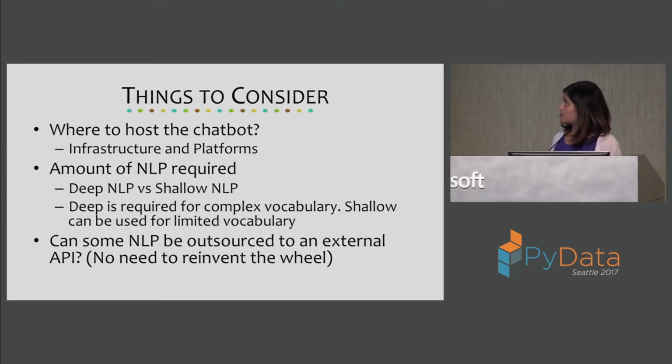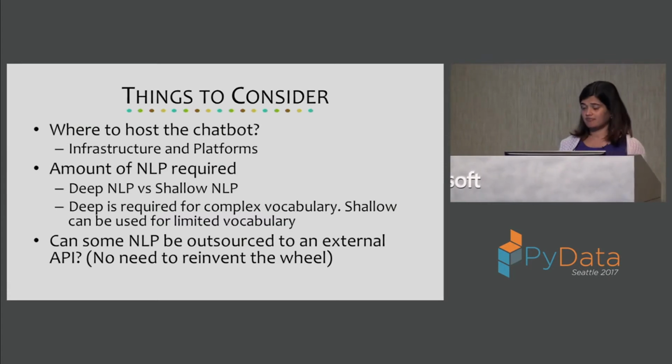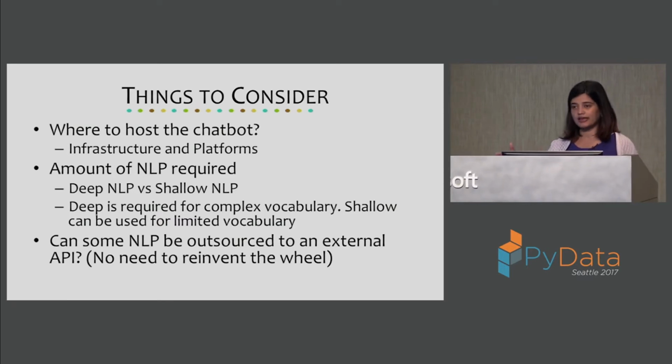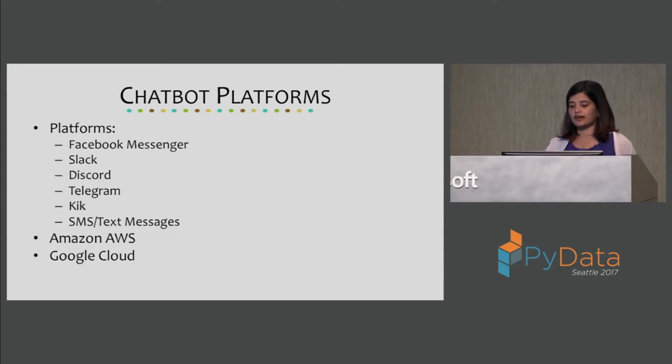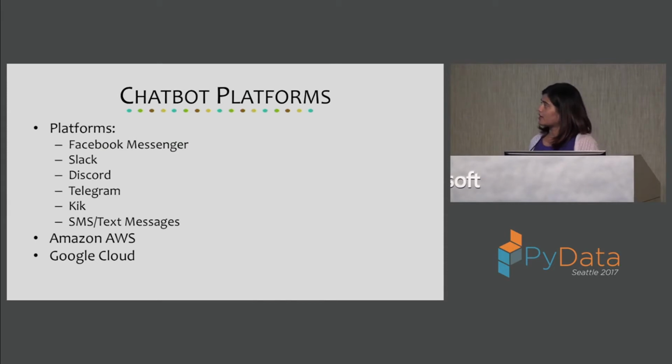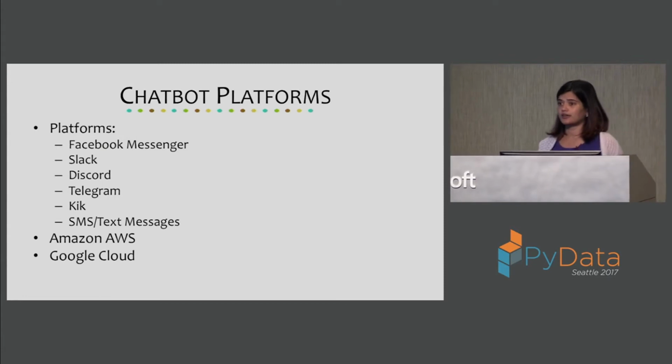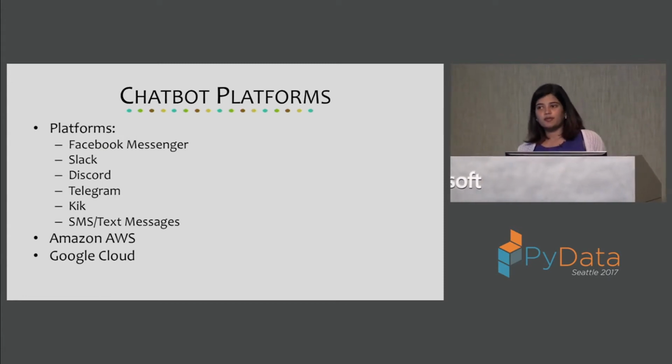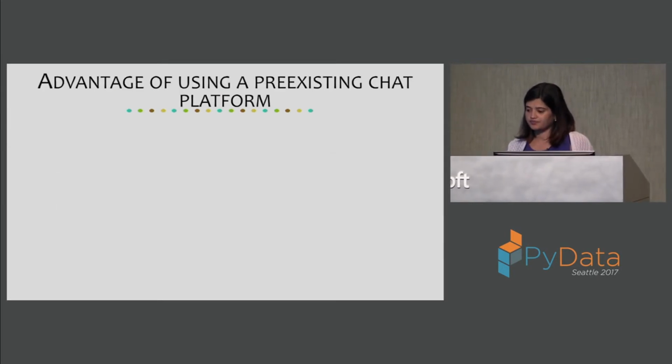Can some NLP be outsourced to an external API? There are a lot of APIs out there, which I'll get into in a second, which can handle a lot of these more complex tasks. Quick platforms that we have: Facebook Messenger, Slack, the top few ones. Where can we host them? Well, if you're building your own chatbot, AWS, Google Cloud are one of the most popular ones. Pivotal and several others are available as well.